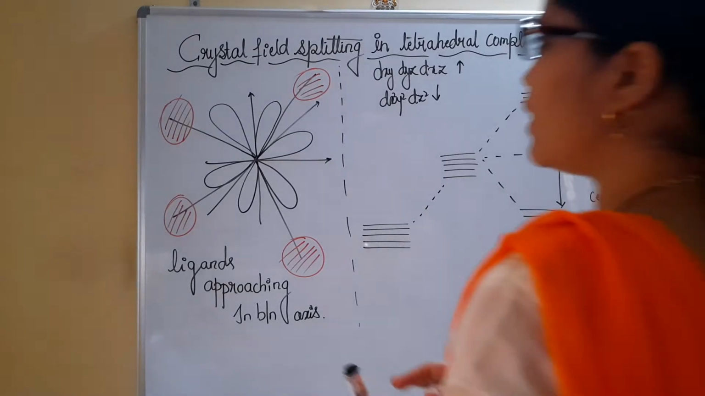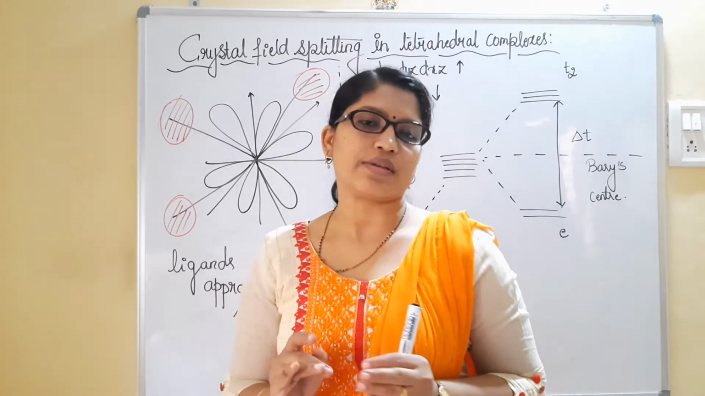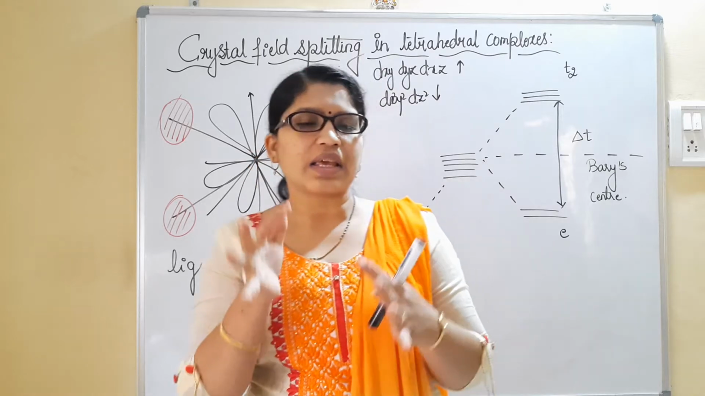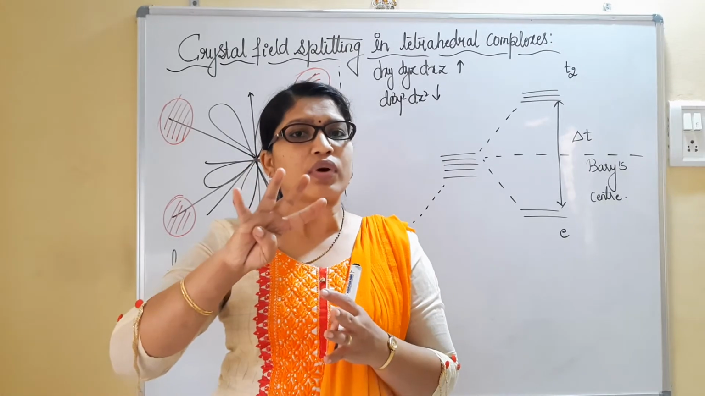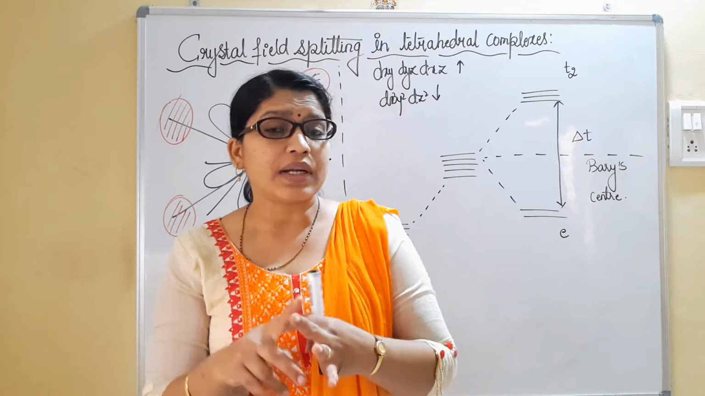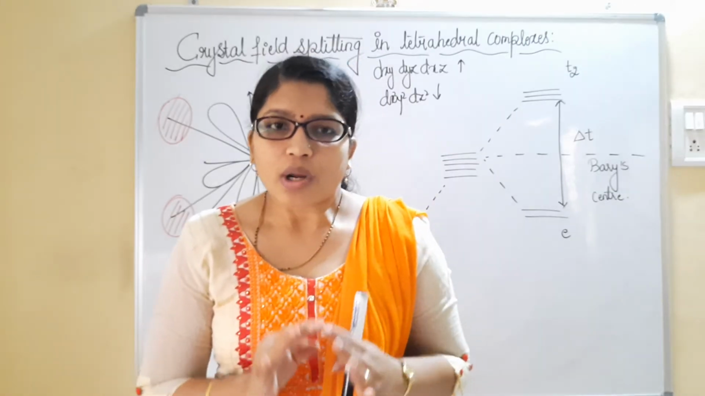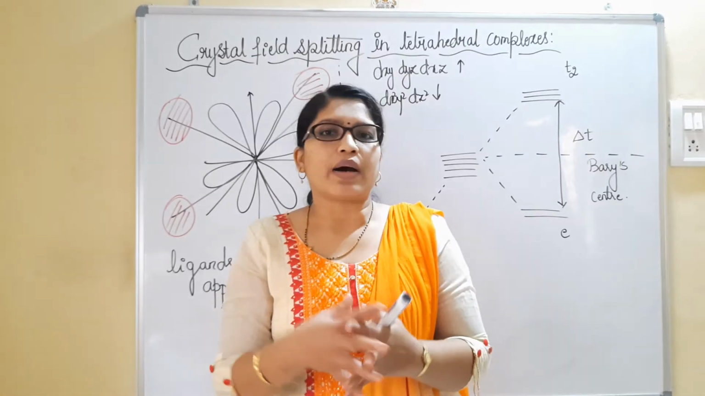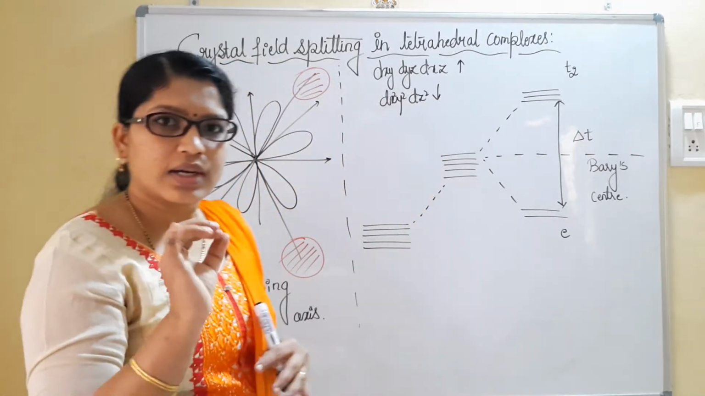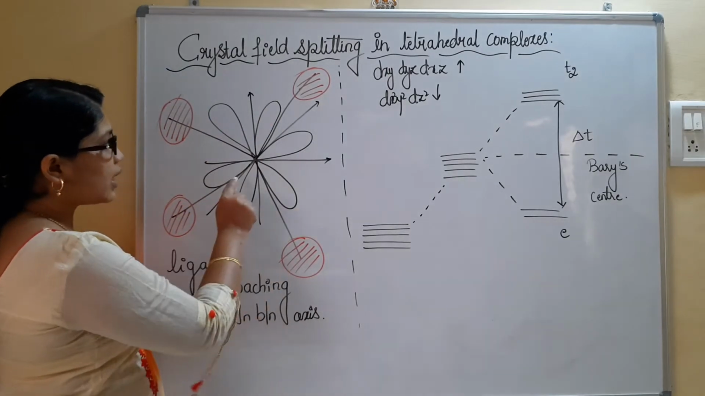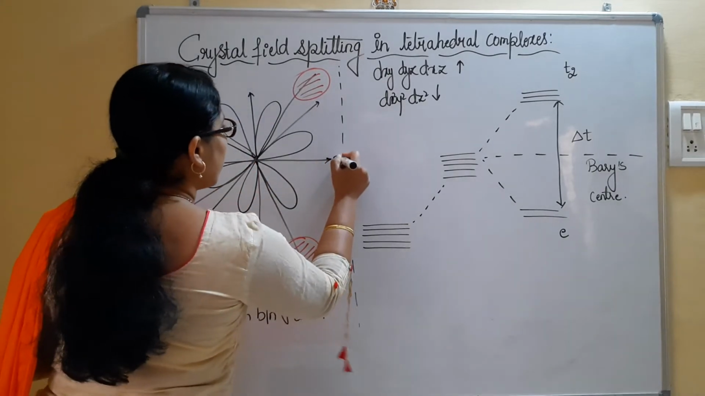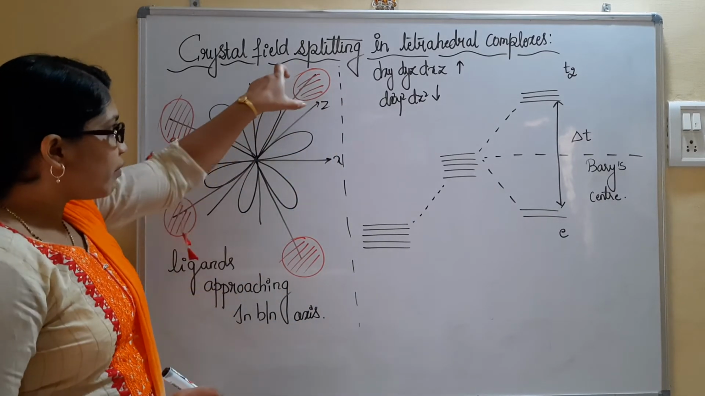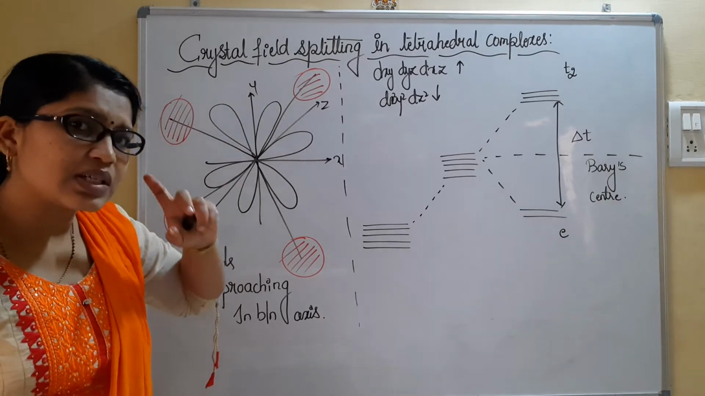Now let us understand crystal field splitting in the case of tetrahedral complexes. Tetrahedral complexes, as the name itself suggests, have only 4 ligands approaching the metal orbitals. And metal orbitals which are present in between the axes are going to be repelled by the approaching ligands. I have shown here a diagram. Do concentrate. This is the diagram of d orbitals. We have X, Y, Z here, right? Ligands are approaching in between the axes. What are the orbitals present in between the axes?